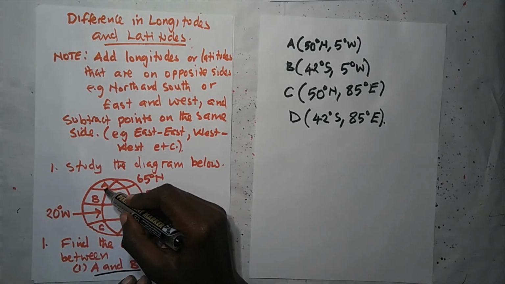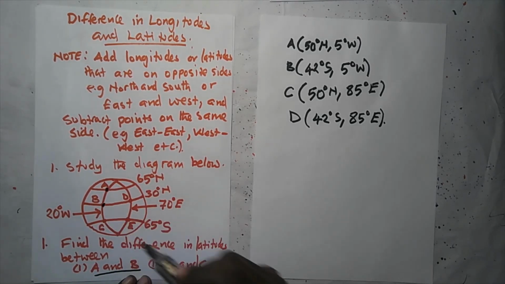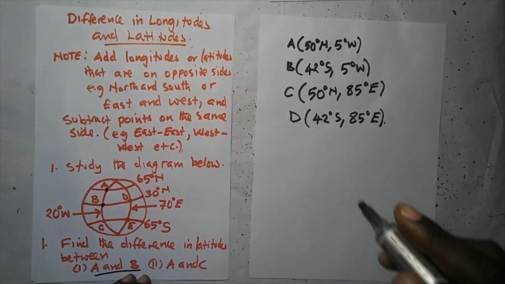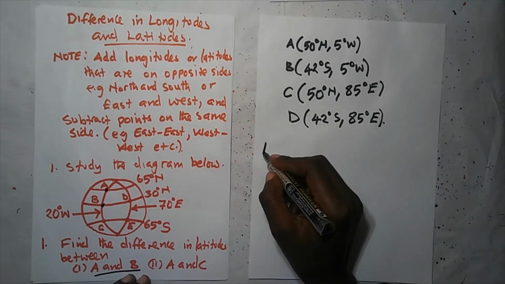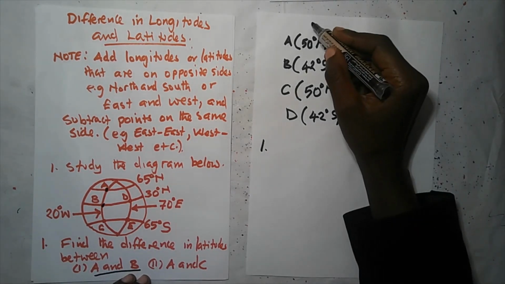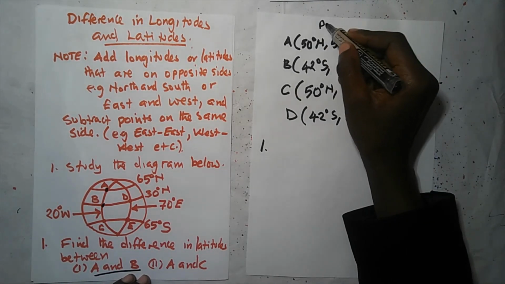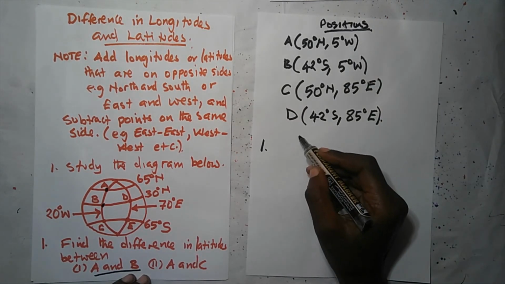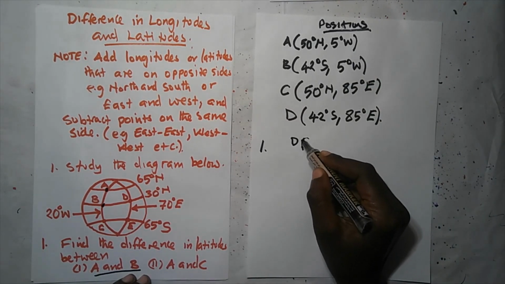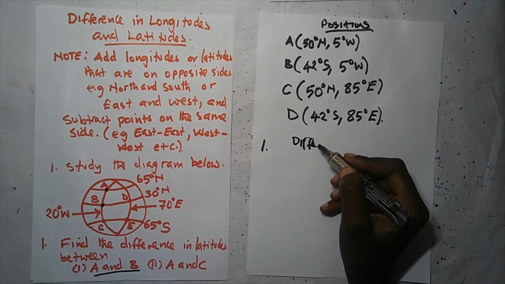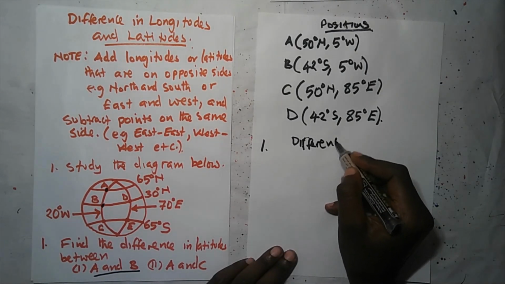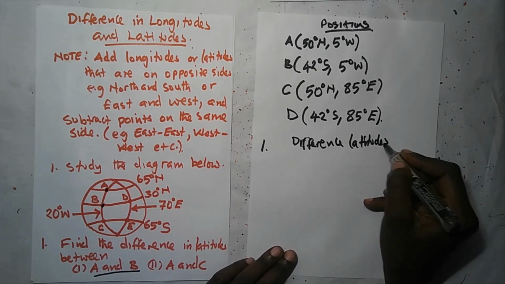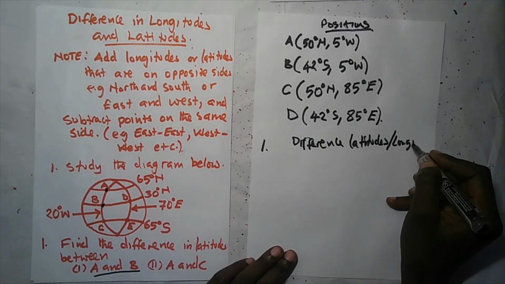So our A is here, our B is here. So when you look at that one there, we'll call this one A. This one is positions of points. Okay, so here we are now looking at difference in latitudes and longitudes.